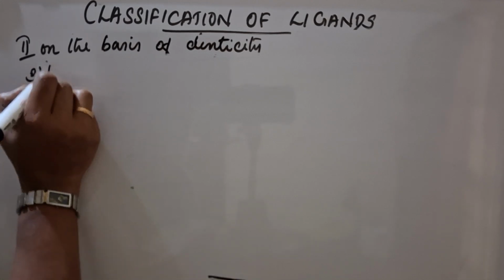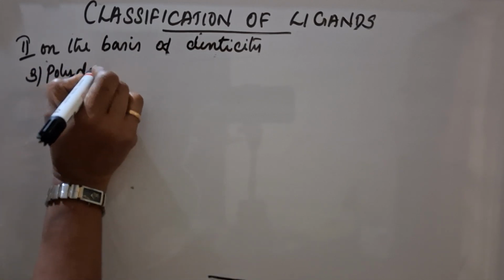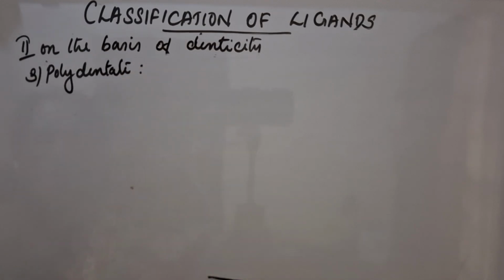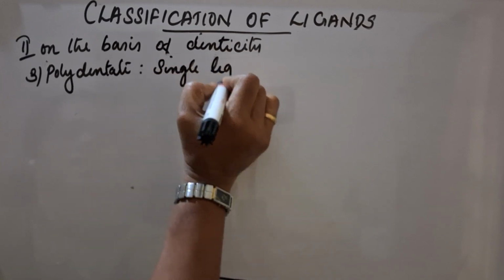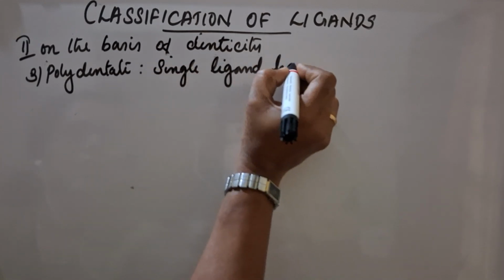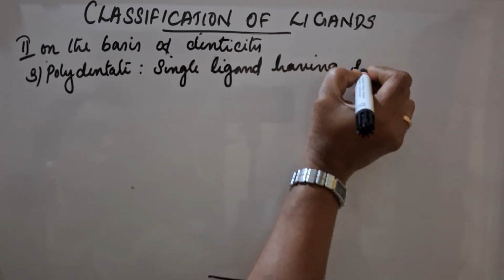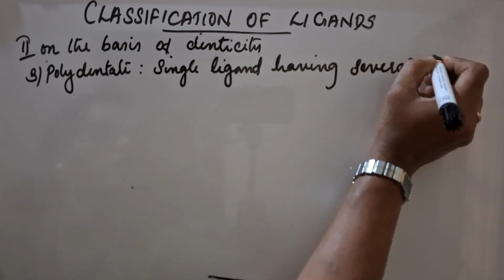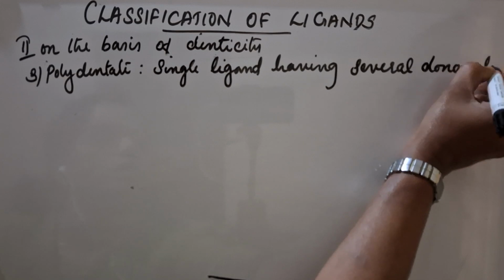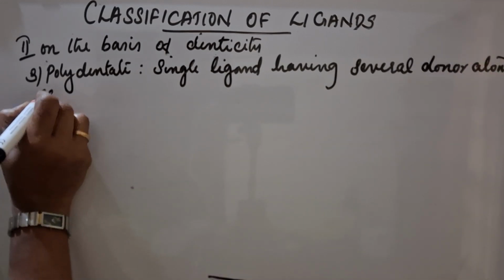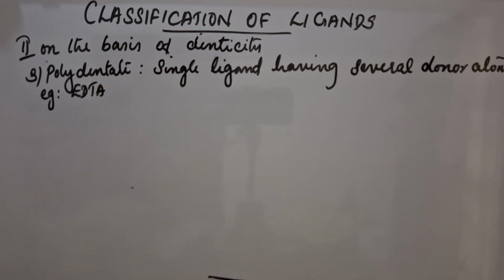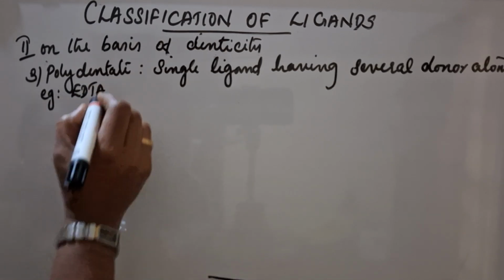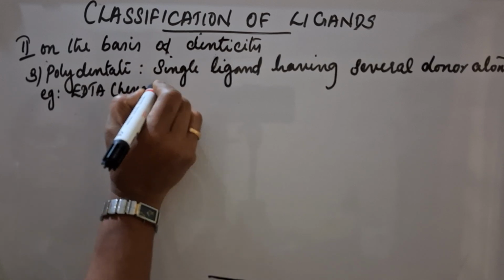The third one, polydentate ligands. What are polydentate ligands? A single ligand having several donor atoms. In the case of EDTA, that is ethylene diamine tetraacetate ion, it is a hexadentate ion.